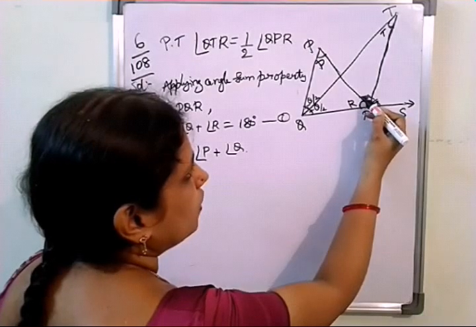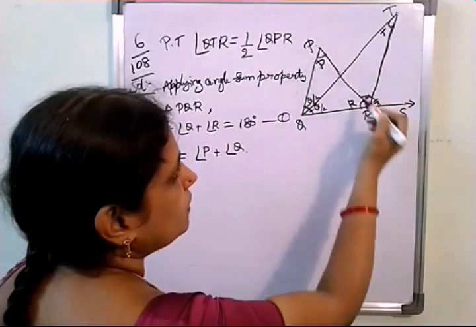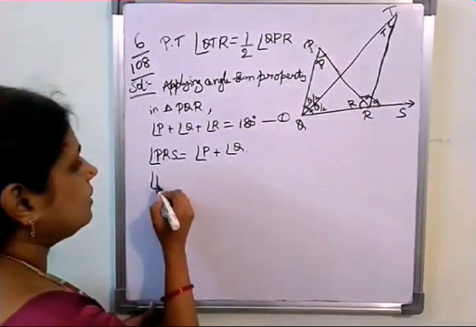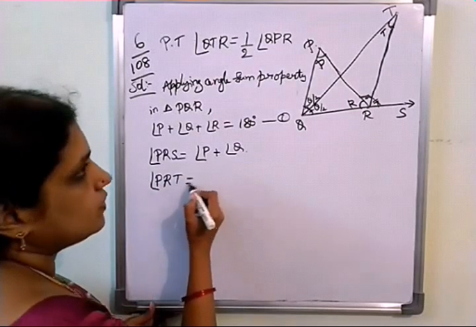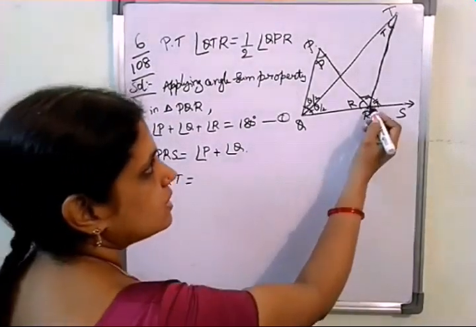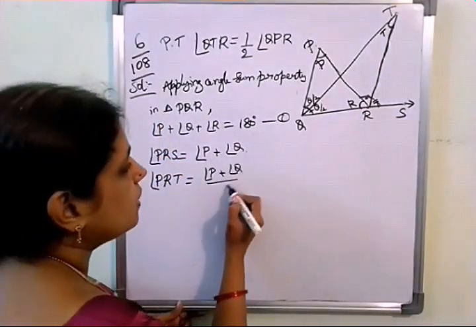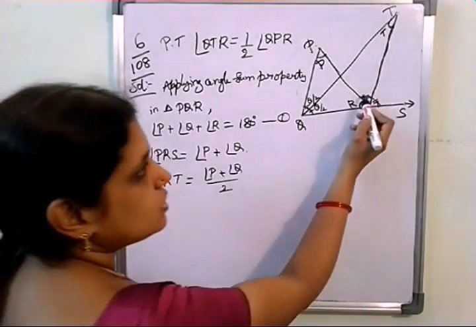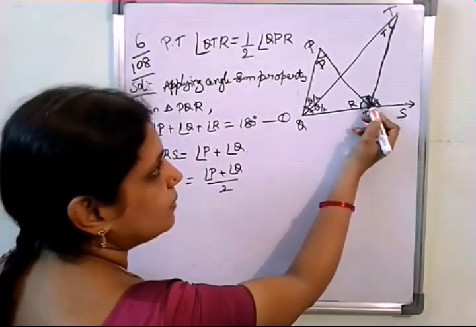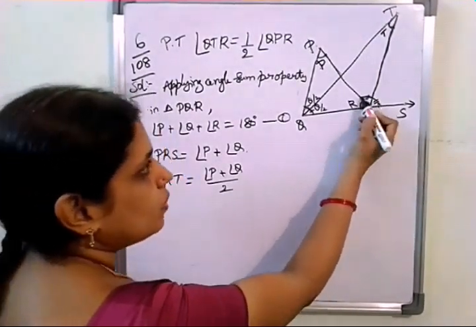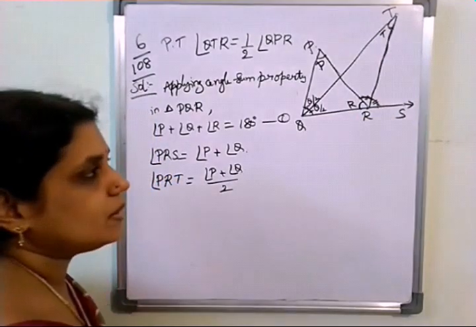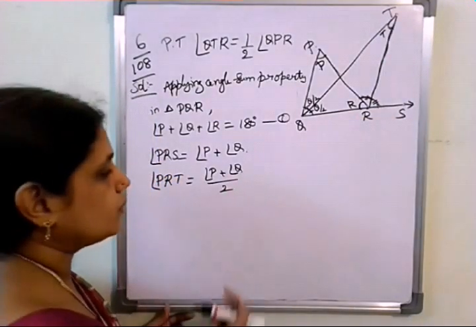This angle, if you want, what is the name? Angle PRT. If you want angle PRT, since it is a bisector, it is angle P plus angle Q by 2. This total angle is angle P plus angle Q. But if you want only this part, then that is angle P plus angle Q by 2.